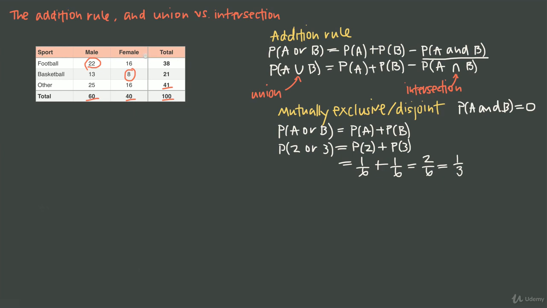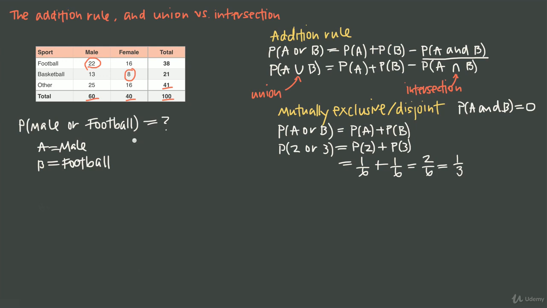So we've got a lot of data in this chart, and we can do lots of addition rule probability with a chart like this one. For example, we could ask something like, what is the probability that someone in this survey is male or prefers football? So their favorite sport is football. That's the probability we want to figure out. Well, we could break this down. Event A is the person being male. Event B is the person preferring football. Then if we're using our addition rule formula, we know that we're going to need to find P of A and P of B.